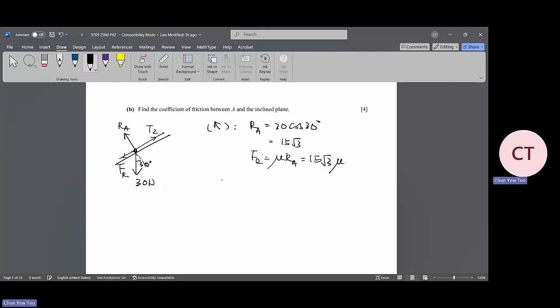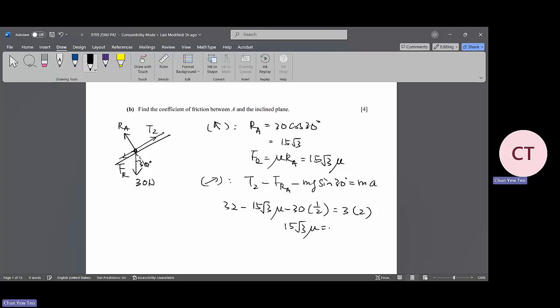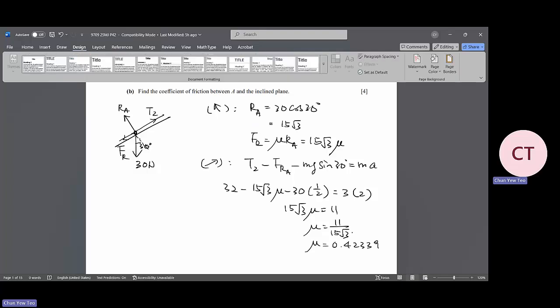Then over here, if you resolve the forces parallel to the plane, you will get D2 minus FR minus mg sine 30 degrees equals ma. So D2 just now is 32, FR is 15 root 3 mu, mg is 30, sine 30 is a half, then the mass is 3, the acceleration is 2. So from here, just press the calculator. You will get that 15 root 3 mu is equal to 11, and mu is equal to 11 over 15 root 3. Or you can give the answer in decimal, 0.42339. I give extra significant figures so that it's more accurate later on if we need to use it.